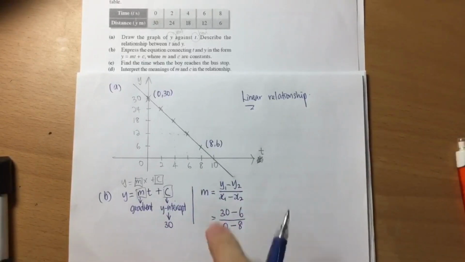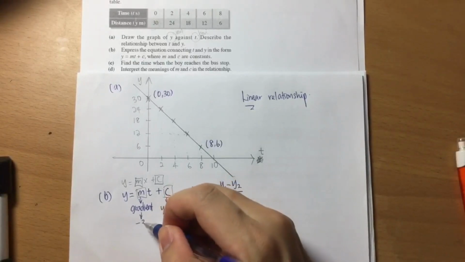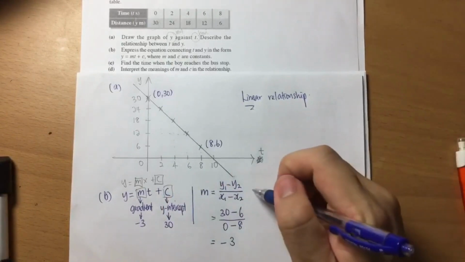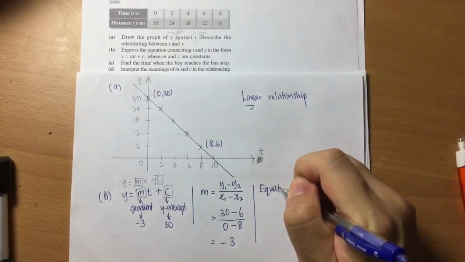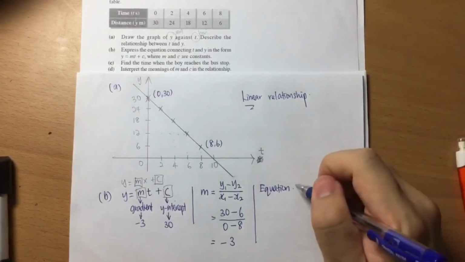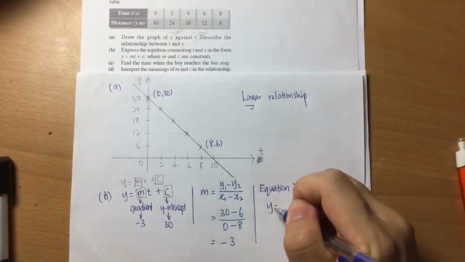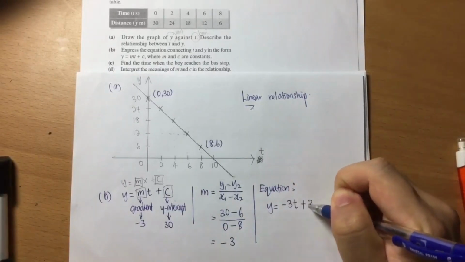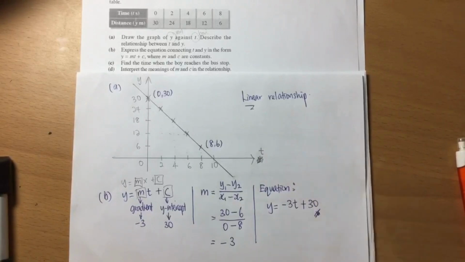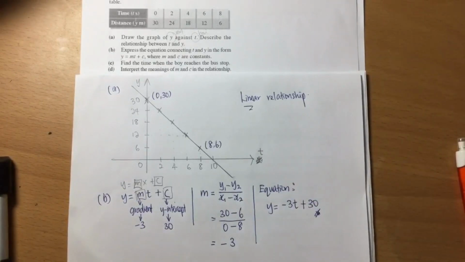So once I have this, I know that this will be -3, and therefore do not leave your answer like this. The equation will be y equals to -3t plus 30. So that will be for part B.